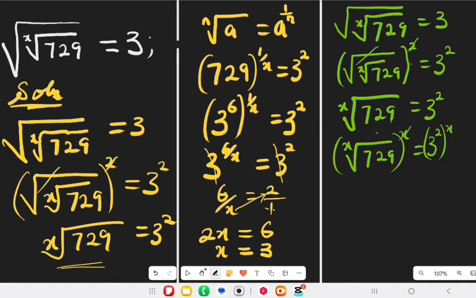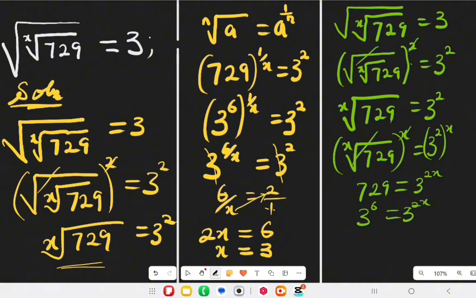Power of x will cancel x-th root, left with 729 equal to, we can multiply the powers here, which will give us 3 raised to the power of 2x. Next step, we express 729 in base 3, which will give us 3 raised to the power of 6, which is equal to 3 raised to the power of 2x.